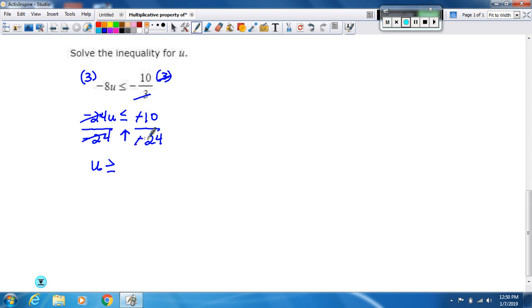Top cancels with bottom, and 10 over 24, you have to simplify that. So since they're both even numbers, just cut them in half. Half of 10 is 5. And half of 24 is 12.